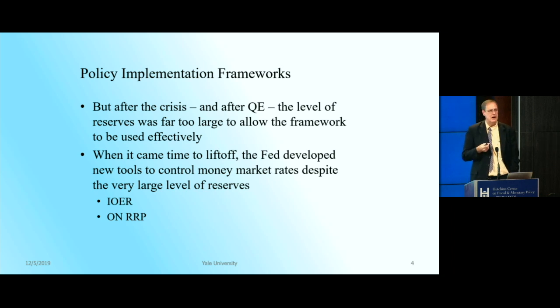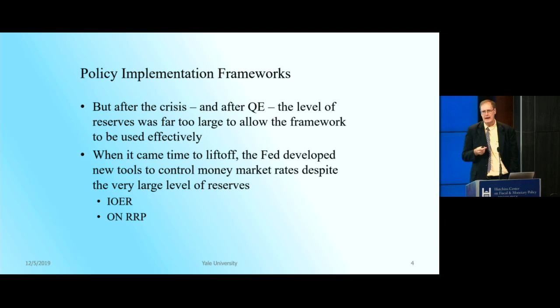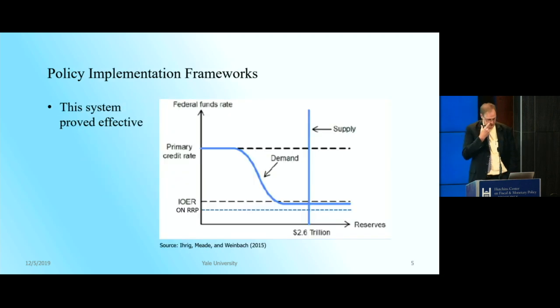So when it came time to lift off, the Fed did a lot of thinking about how to implement monetary policy, and they decided to administer monetary policy with a system of administered rates. So the rate paid on reserves, the IOER rate, and the rate paid on a new overnight RRP facility that took funds from non-banks at a fixed rate. And that system also proved effective. So when it came time to lift off, the Fed raised the IOER rate, raised the overnight RRP rate, market rates moved up, and subsequently, as policy was tightened, those rates were moved further and further, and market rates moved up along with them.